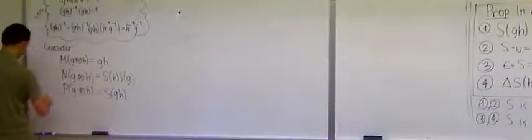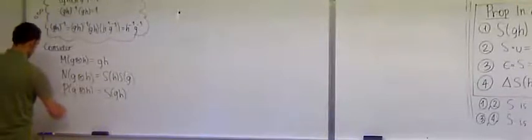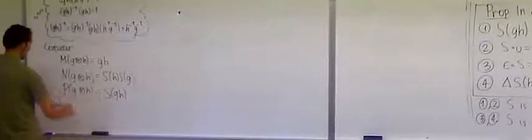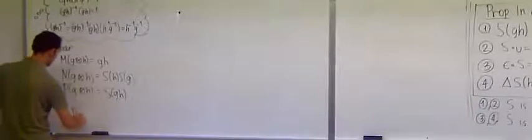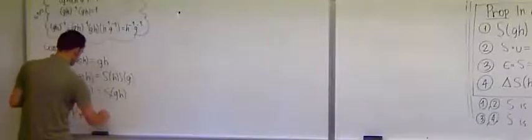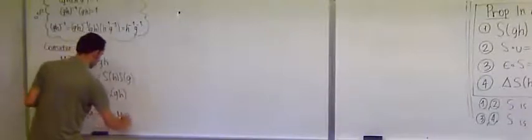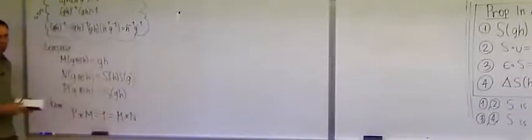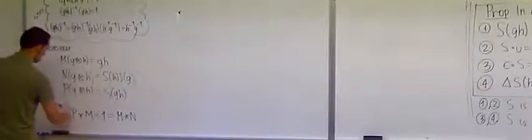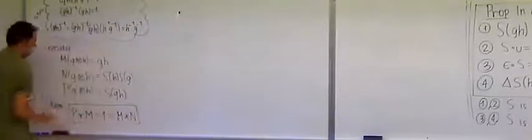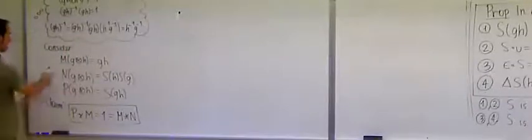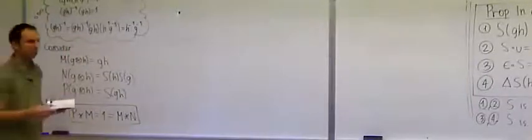So I'm going to show, just like I did over here, that P star M is equal to the identity, and I'm going to show that M star N is equal to the identity. And then I'm going to make the same argument to conclude that P is equal to N. That's my plan.